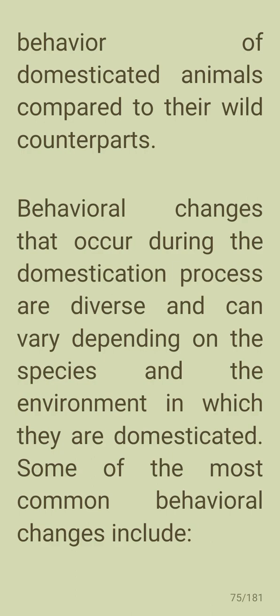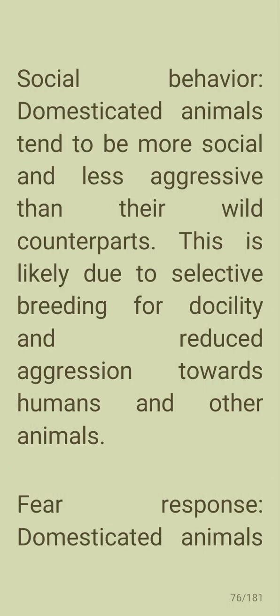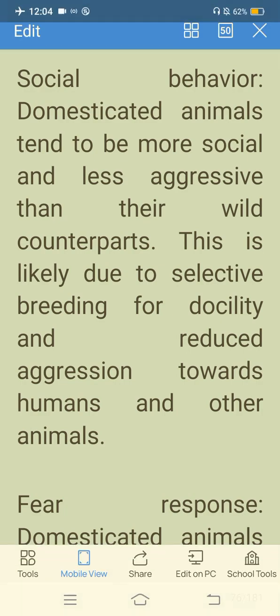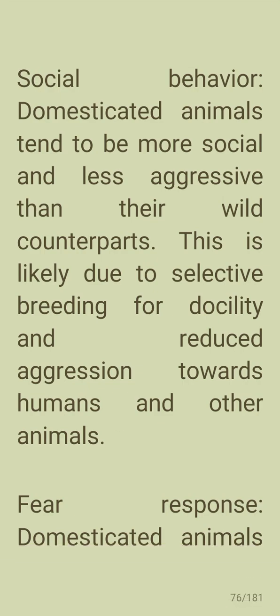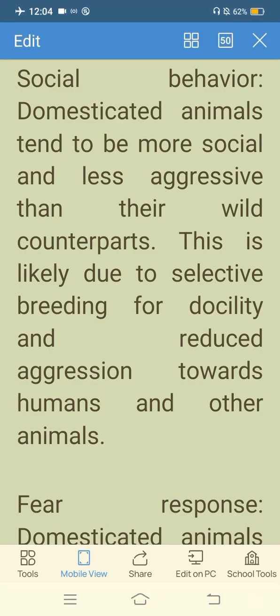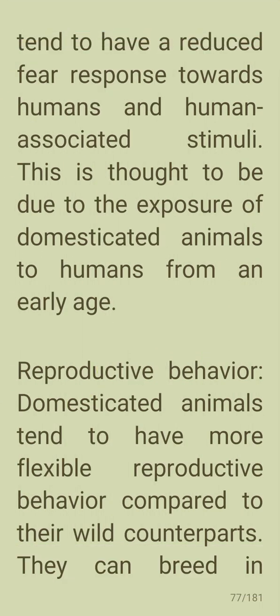So, behavioral changes that occur during the domestication process are diverse and can vary depending on the species and the environment in which they are domesticated. Some of the most common behavioral changes include social behavior. Domesticated animals tend to be more social and less aggressive than their wild counterparts. This is likely due to selective breeding for docility and reduced aggression towards humans and other animals. For fear response, domesticated animals tend to have a reduced fear response towards human and human associated stimuli. This is thought to be due to the exposure of domesticated animals to humans from an early age.